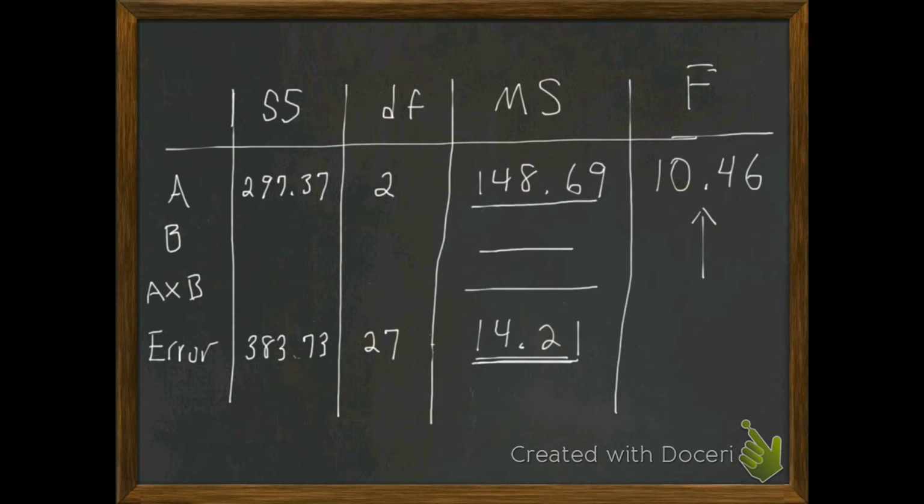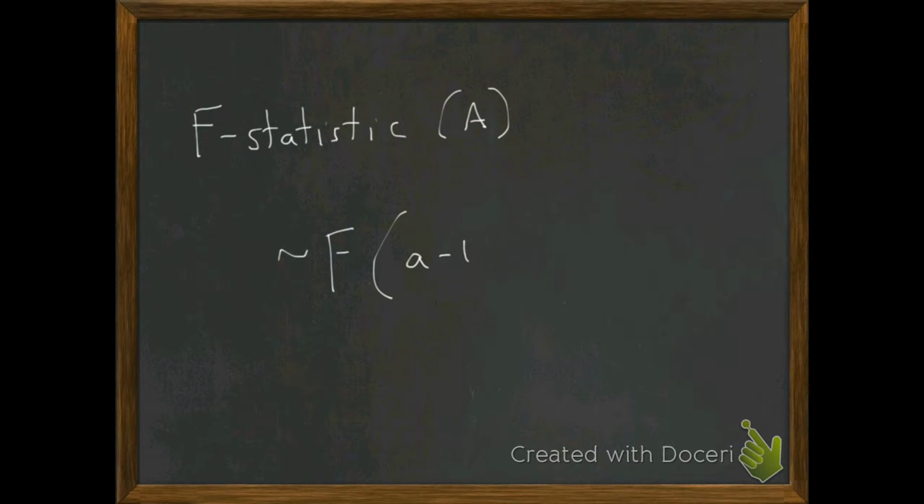Now, remember, our F statistic follows the F distribution. And this is the F statistic for factor A. So what? A minus 1.